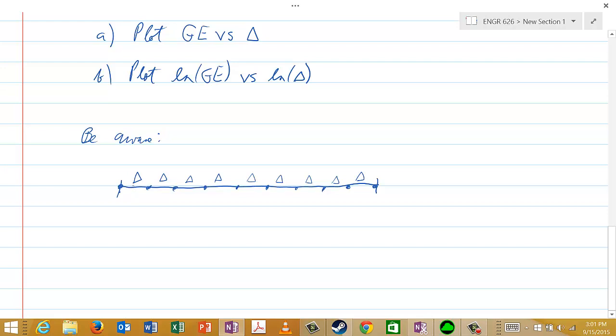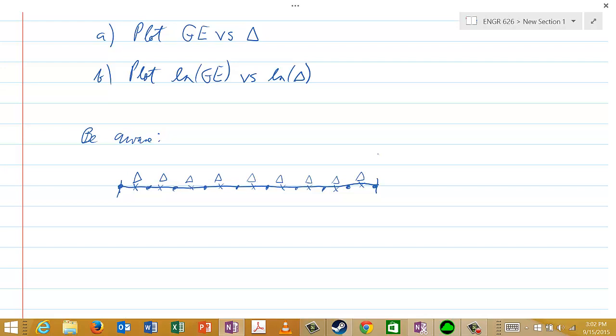What is cutting delta in 2? That means putting in some more nodes. So if you're going to use a new delta that is half of your current delta, then you'll need to put in another node here, another one here, here, here, here, here, here, and here, so that your new delta will be half of the previous amount, and you'll need to calculate your new solution.